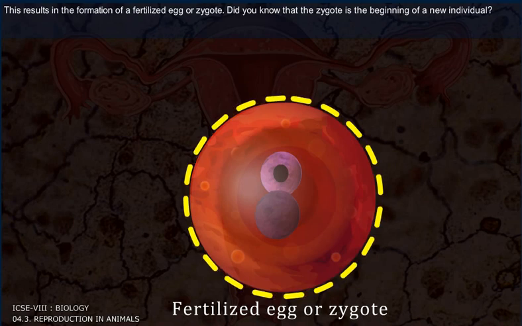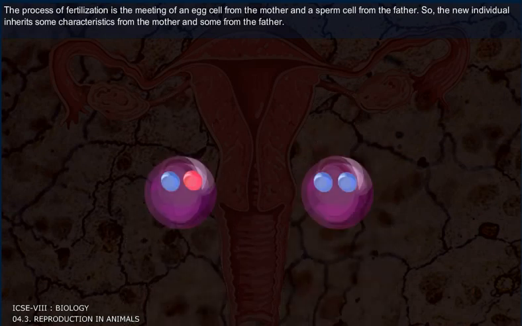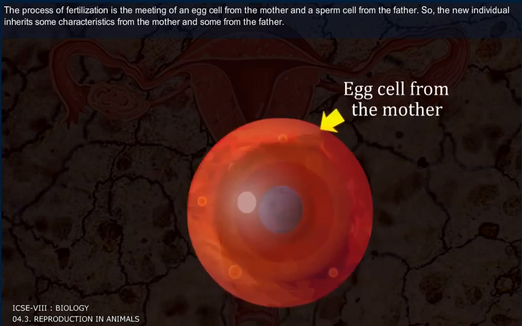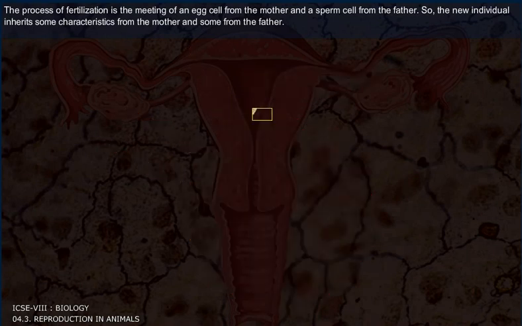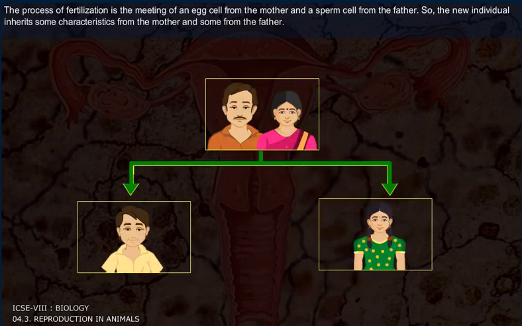Did you know that the zygote is the beginning of a new individual? The process of fertilization is the meeting of an egg cell from the mother and a sperm cell from the father. So, the new individual inherits some characteristics from the mother and some from the father.